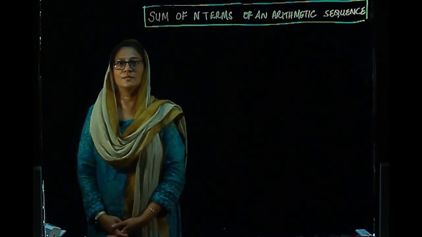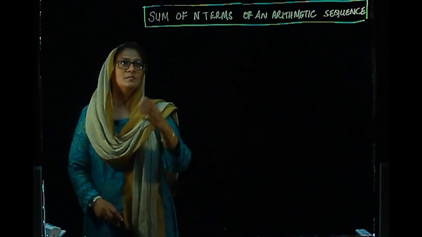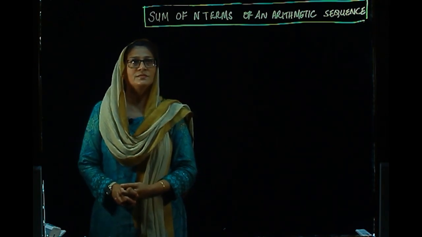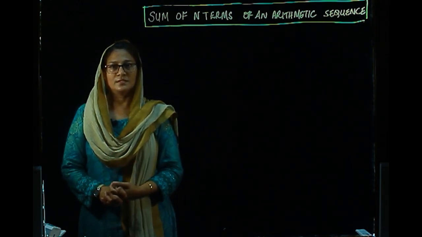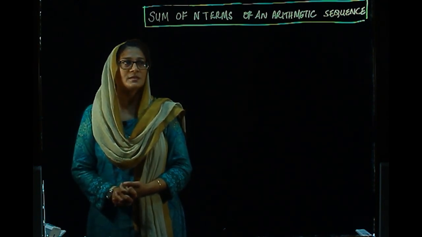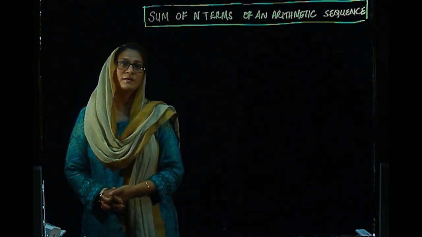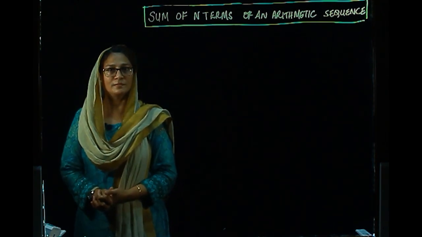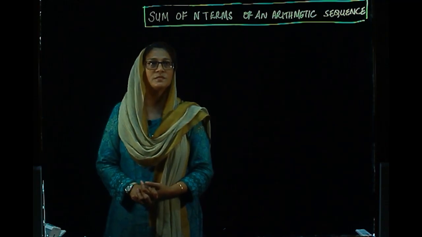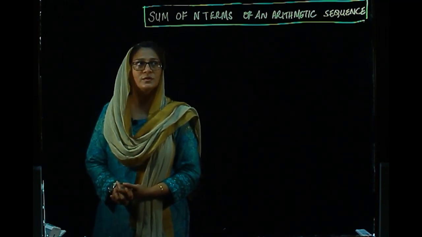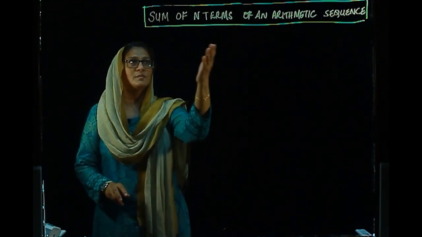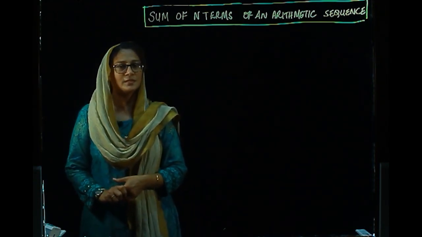So now we have come to our topic, children, sum of n terms of an arithmetic sequence. We have just now found out the sum of n consecutive natural numbers, that is n into n plus 1 by 2. After that we found out the sum of n even numbers, which is n into n plus 1. Next we found out the sum of the odd numbers, which is n square. Proceeding in the same way, we can find the sum of the n terms of an arithmetic sequence.